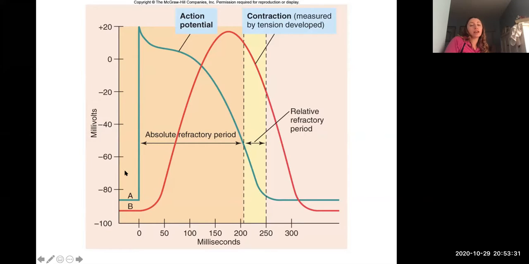So she's just saying that this one is a simulation of what the contractile cells look like, and this is what the other cells in the body look like, whether it be the neurons or wherever we're talking about. Because they're different, the heart cells have a longer absolute refractory period to stop the heart from being able to tetanize.